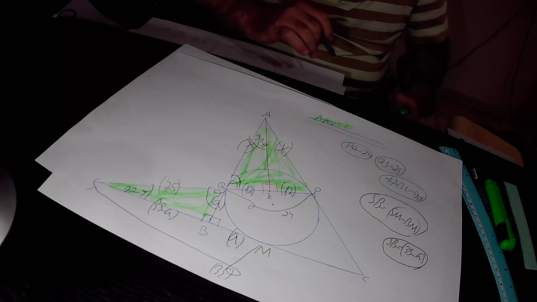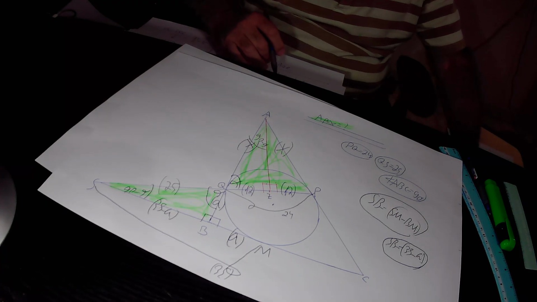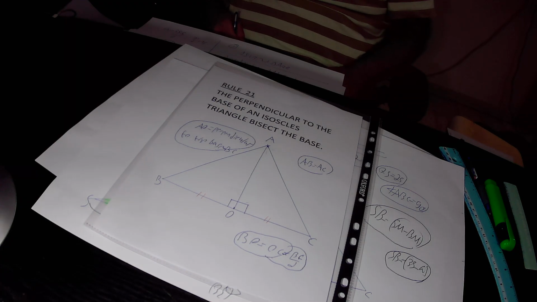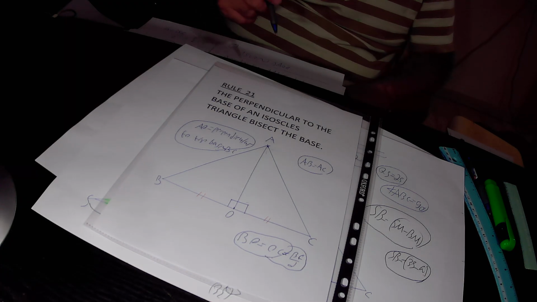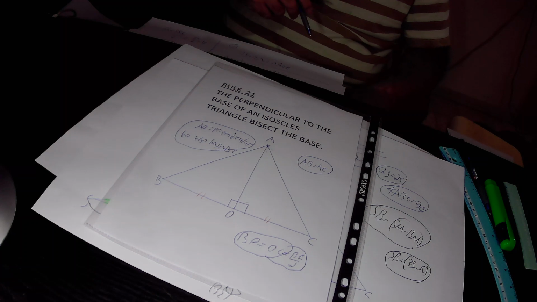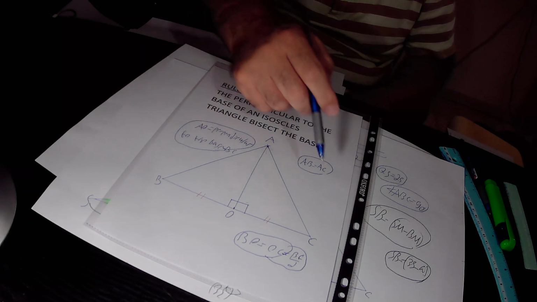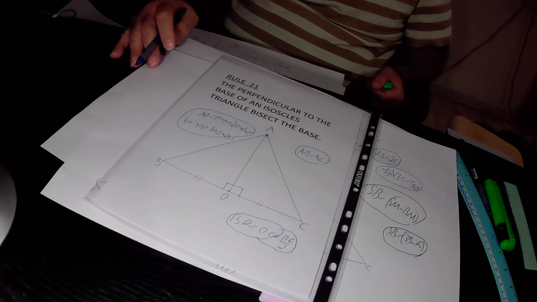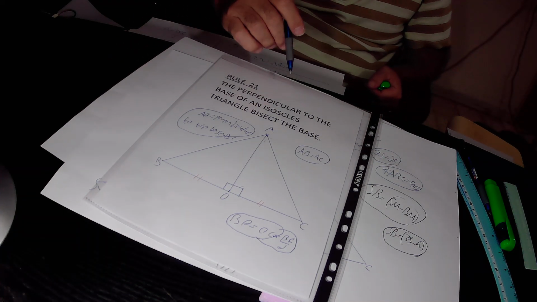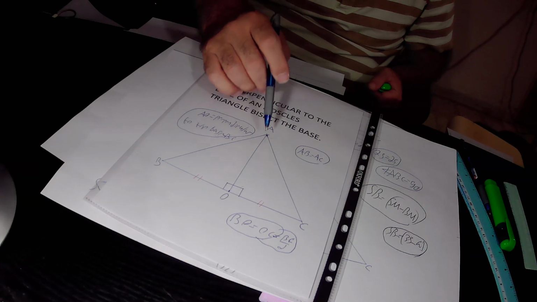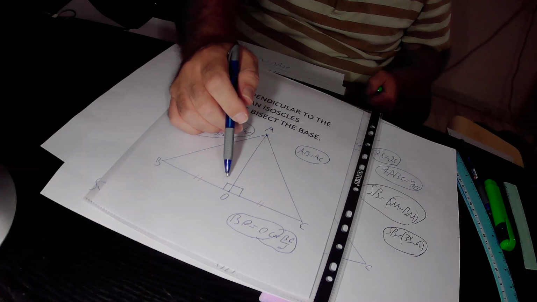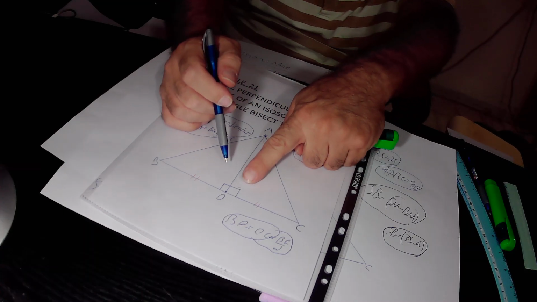So therefore we can implement rule 21. According to rule 21, the perpendicular to the base of an associated triangle bisects the base. This is triangle ABC. This is an associated triangle because side AB equals side AC. In this triangle ABC, we did the construction, that is to say, we draw the perpendicular AO to the base BC. So this angle equals 90 degrees, and this angle also equals 90 degrees according to our construction.